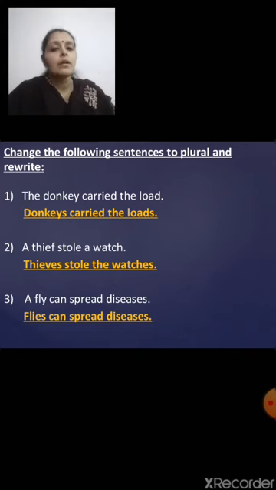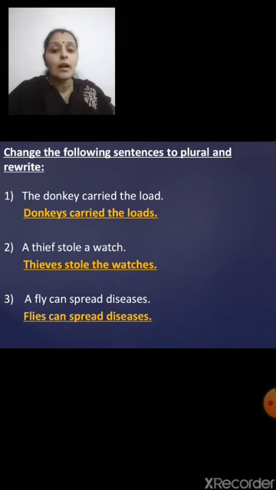Next one, a thief stole a watch. Now what is the plural? A thief becomes thieves and a watch will become watches. Thieves stole the watches.